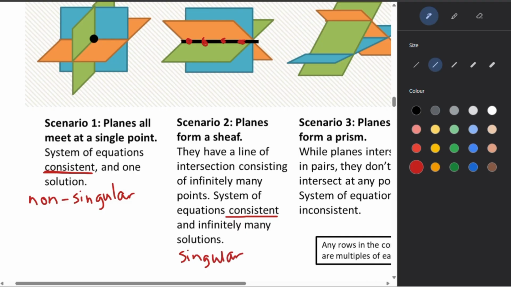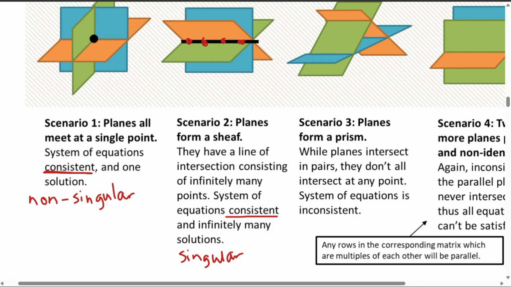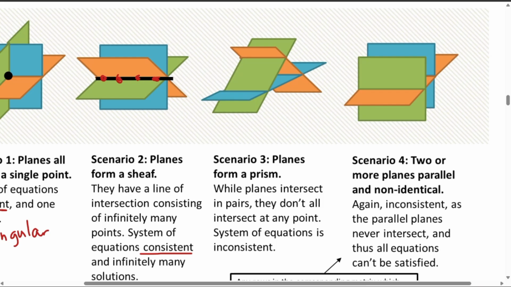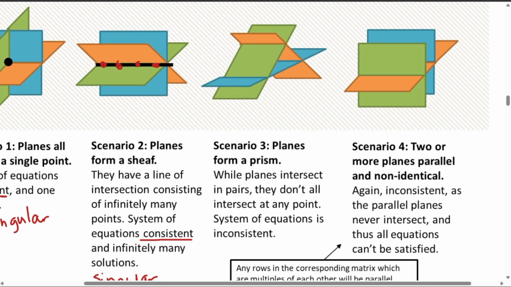That'd be singular. So, as we said, just be careful about that definition. Then we have planes which form a prism. So this one's a bit hard. There's not really, I guess, a 2D equivalent as much for this one from the scenarios we saw before. So when the planes form a prism, it means they intersect in pairs.